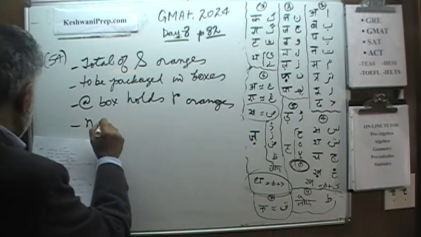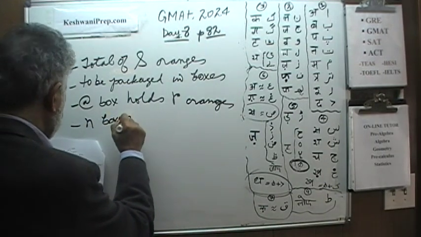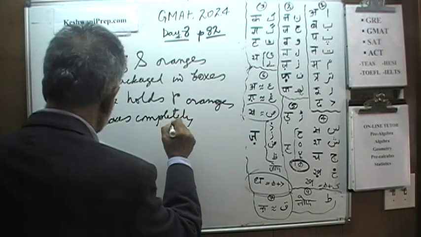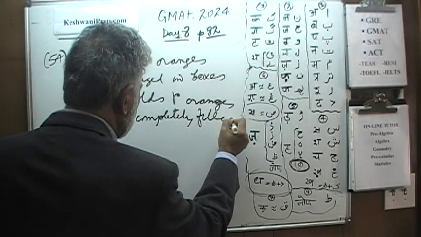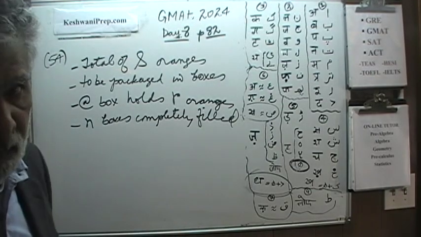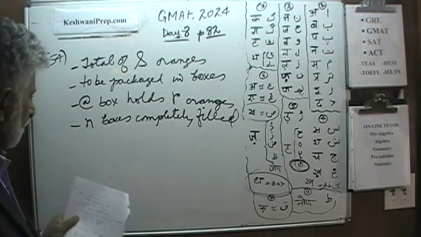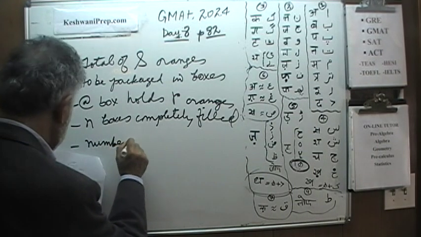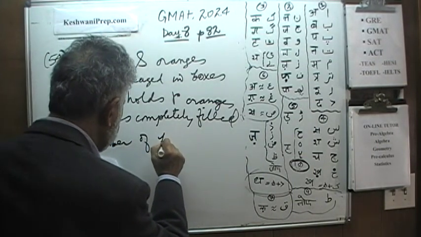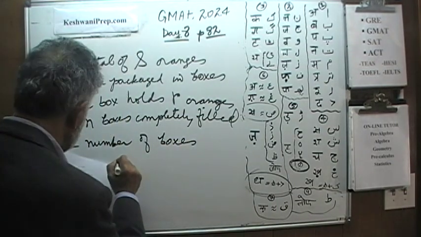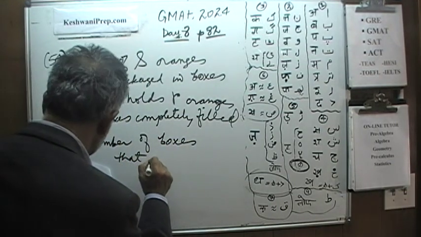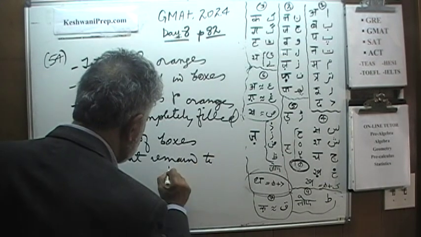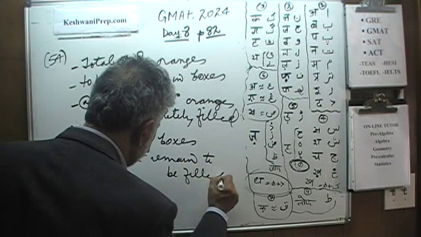We are further told that N boxes have already been packaged, they're already filled. The question is, what is the number of boxes that remain to be filled?